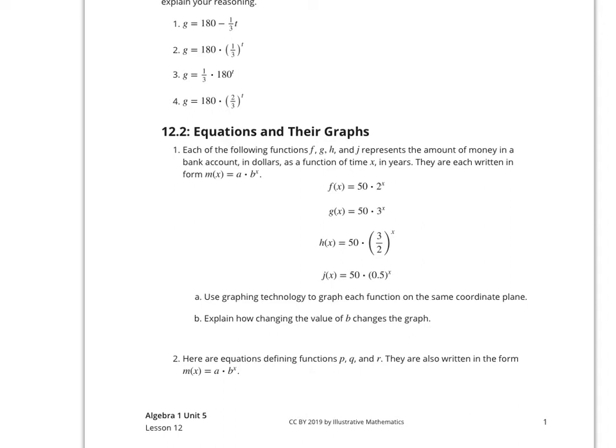Once you've graphed all four functions, you're going to go ahead and make some observations about how, when the b values change, that impacts the graph. And just so you are aware, the b values would be 2, 3, 3 halves, and 0.5. Those are all b values. So go ahead, pause the video, and once you have them graphed, make your observations and start the video back up.